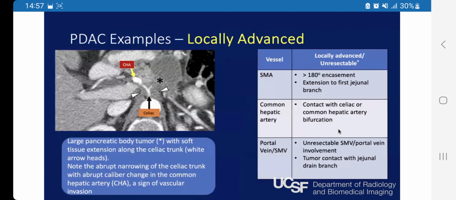Signs of venous invasion. And the third example is a locally advanced pancreatic tumor where you can see total encasement of the celiac artery. The common hepatic artery shows caliber change, which means that proximally the artery is being squeezed by the tumor. This is a locally advanced tumor based on having contact with the celiac. Common hepatic artery bifurcation contact is also another sign, but here we don't show that area.